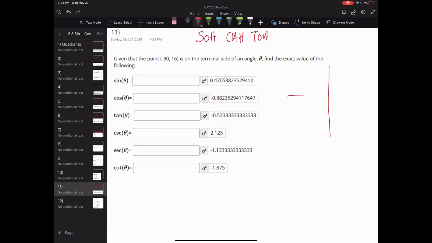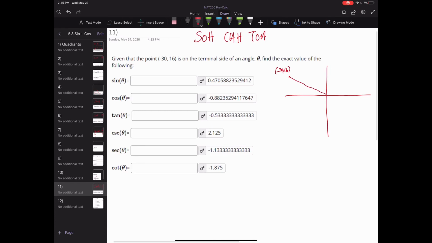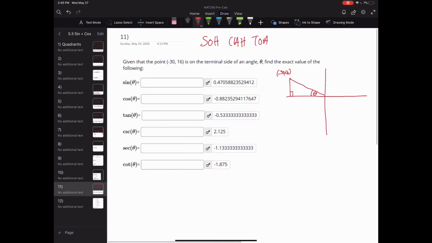Negative 30, 16. So negative 30, 16 is somewhere here, right? I went 30 back this way, and I went 16 up that way. So this is the point negative 30, 16. Let's make a little right triangle. This is our reference angle. Now notice this is not a unit circle, so I'm not going to put 1 as the hypotenuse. And that tells me that this distance is 30 and this distance is 16. Because remember, I went 30 to the left, 16 up.